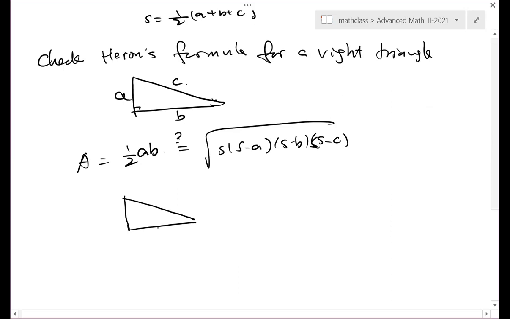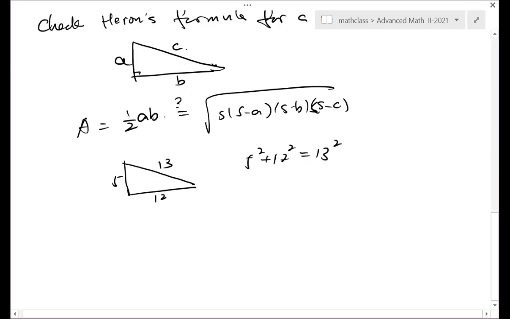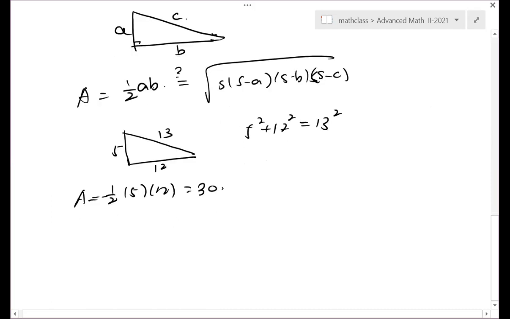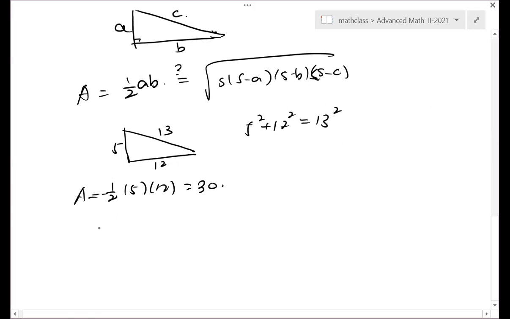The specific one: here's a 13, here's 12, here's a 5. 5 squared plus 12 squared equals 13 squared. So the area is going to be half of 5 times 12, and I think it's 30. Now let S be half of the perimeter. 5 plus 13 is 18, 18 plus 12 is 30, divided by 2 is 15.